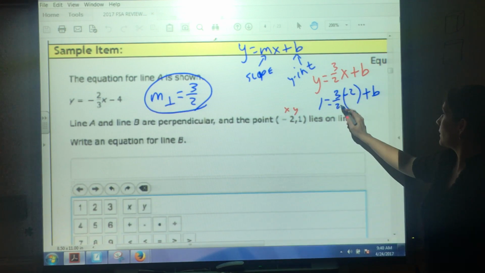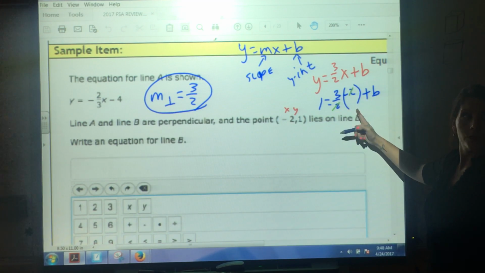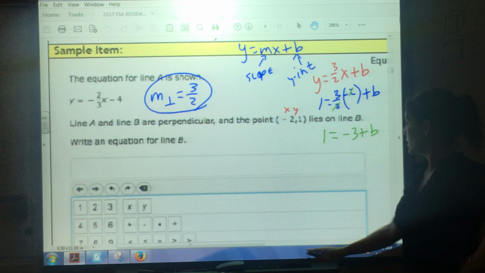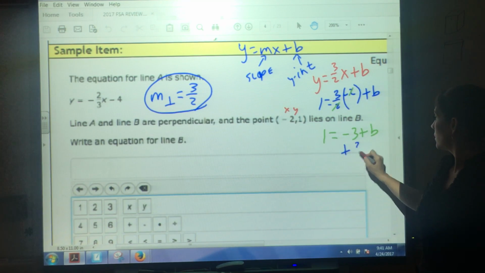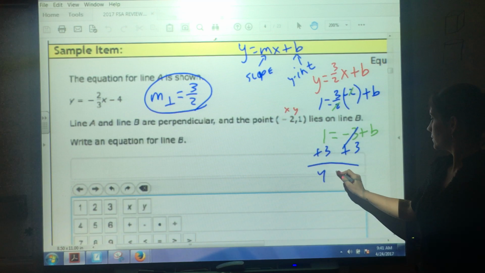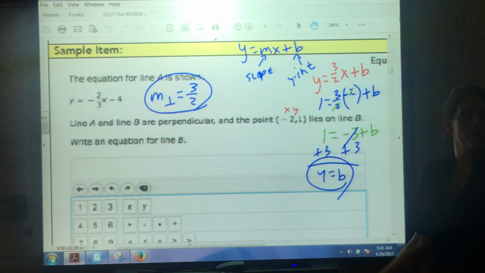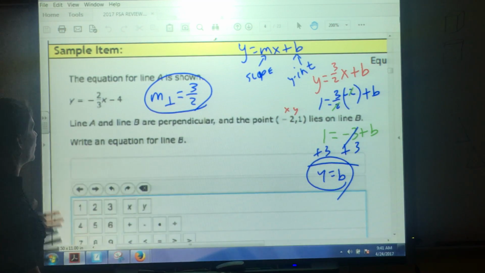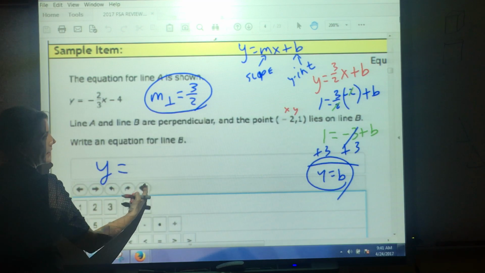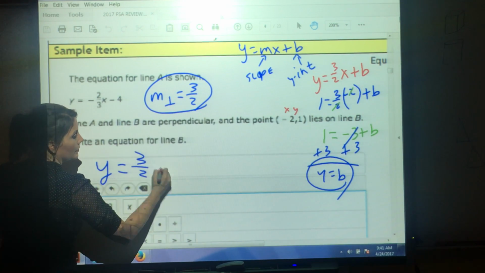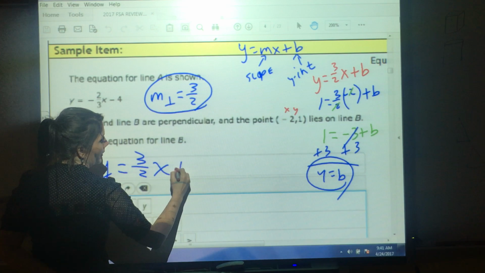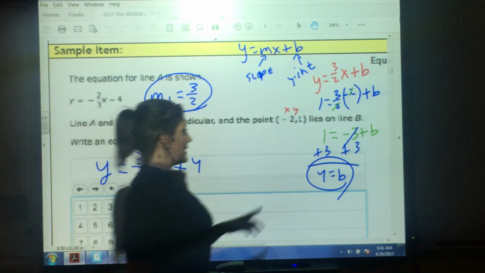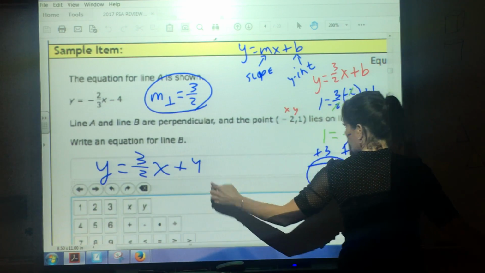Now right here, be careful. That's still a -1 in there. Don't lose that. So this is going to be 1 is equal to -3 plus b. B is equal to 4. So now you just go back to your y equals mx plus b form, and we're going to say y is equal to, where I see m, I'm going to put 3/2x, and then I'm going to put plus 4. That's it. If this was a -4, we would write -4.